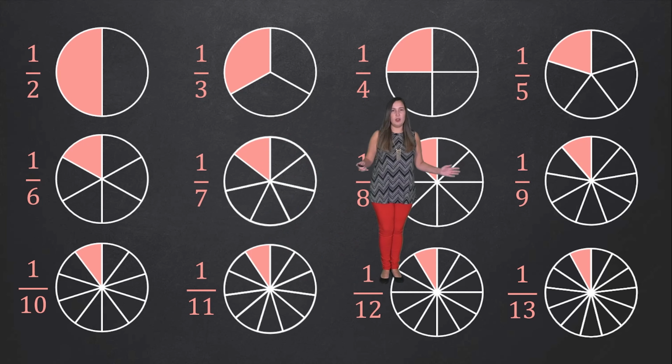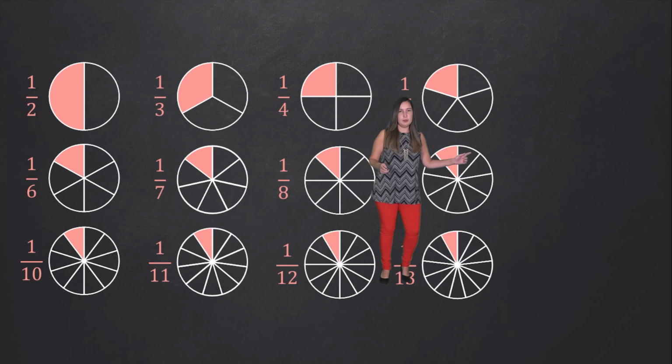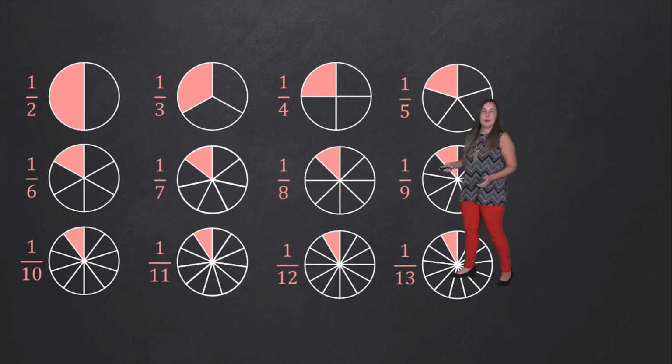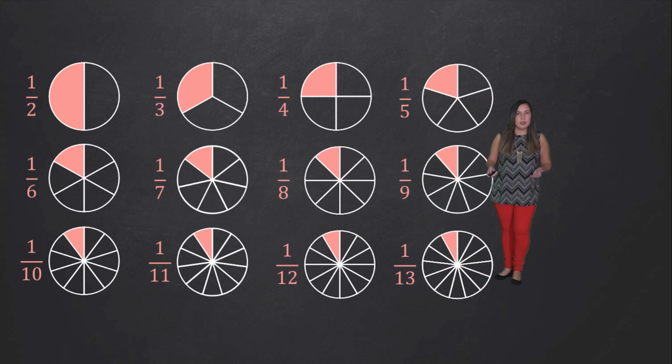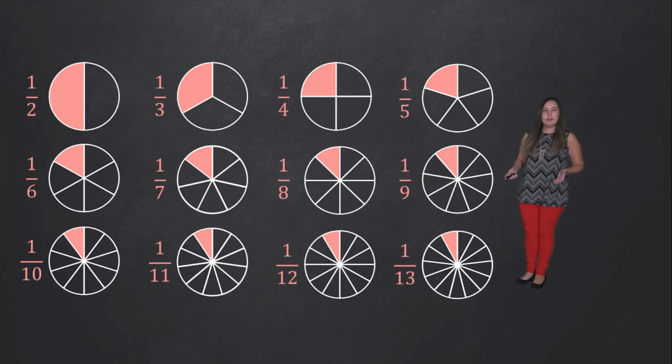So I'm going to take all of these and just move it over so that we can see all of them at the same time. Notice that all of these have one part shaded in. So they all have the same numerator, which is 1, and they are unit fractions.